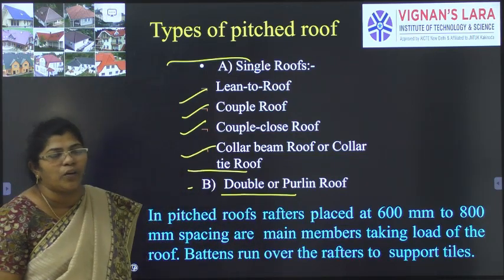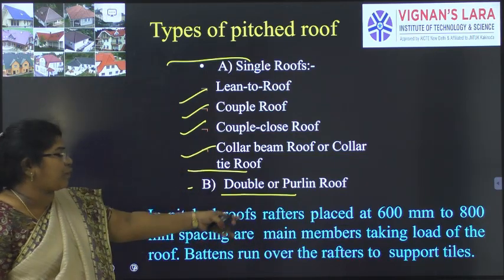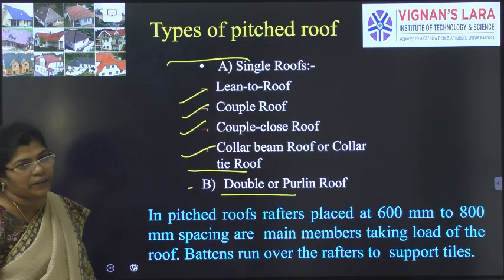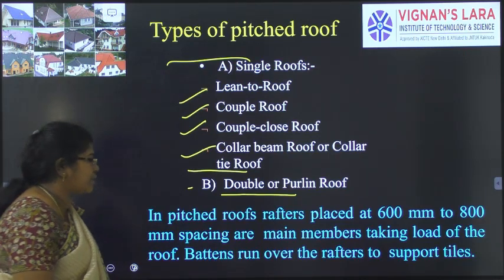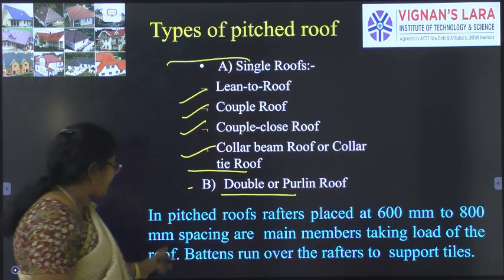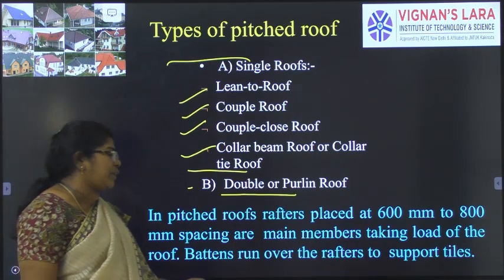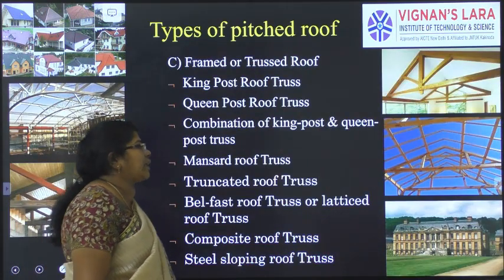One thing we have to note here is that in a pitched roof, rafters are placed mostly 600 to 800 millimeters apart, the spacing of main members taking the load of the roof. Battens run over the rafters to support the tiles.